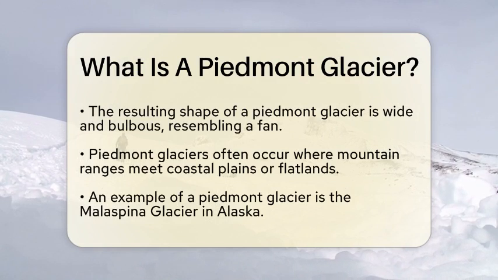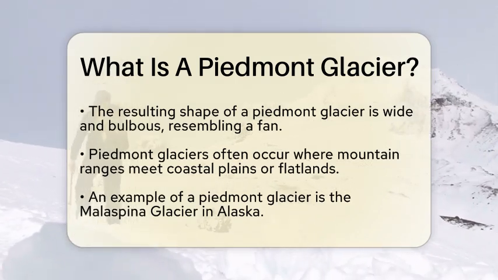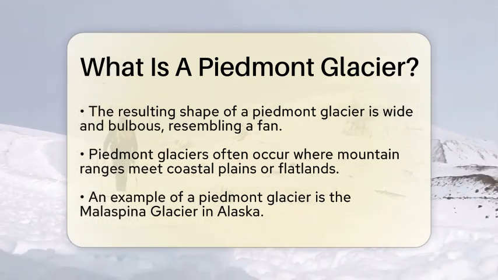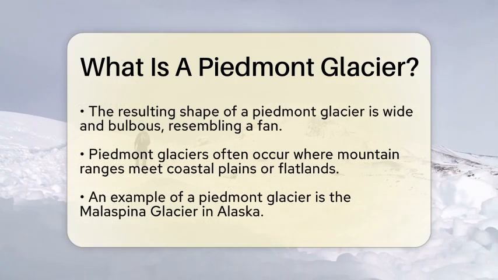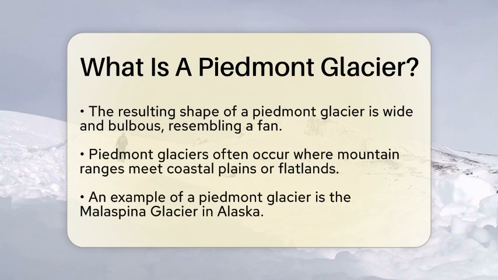Piedmont glaciers have a distinct appearance, characterized by broad, fan-like lobes of ice that spread over the land. They often form in areas where mountain ranges meet coastal plains or flatlands. A prime example can be found in Alaska, which, while not strictly a polar region, shares some environmental similarities due to its cold climate and extensive ice cover.